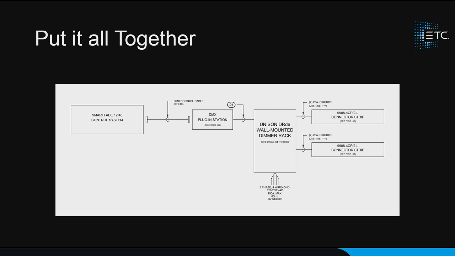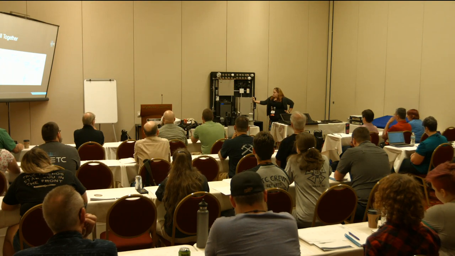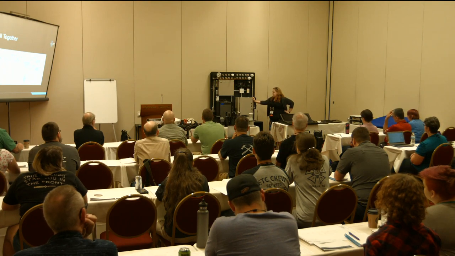So the smart fade system, you've got this little control console. It's pretty simple. If you have a smart fade, you probably don't have moving lights in your system. But it's going to plug into a DMX plug-in station. And then that DMX plug-in station is going to talk to your dimming rack. What's cool is that we actually have one of these DRD dimming racks right here. So the DRD racks are pretty simple. You've got dimmer modules in them.